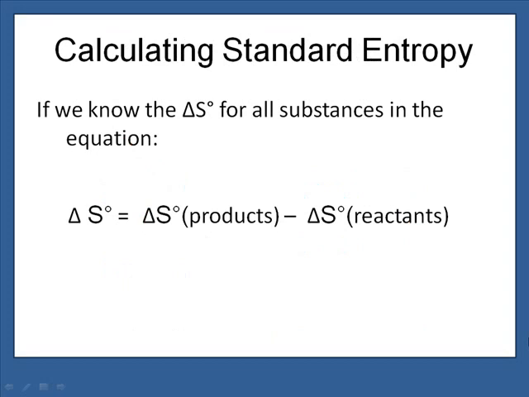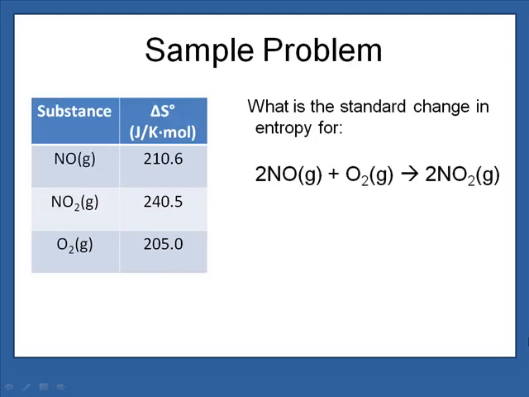So in the last podcast, you learned how to use the delta H from a table of heats of formation to solve for the heat of a reaction. We took the sum of the product delta H's and subtracted the sum of the reactant delta H's. Well, I can give you a table of values for standard entropies, and we can calculate the entropy change of a system and figure out if it's going to be positive or negative, and therefore if it would tend to be spontaneous or not.